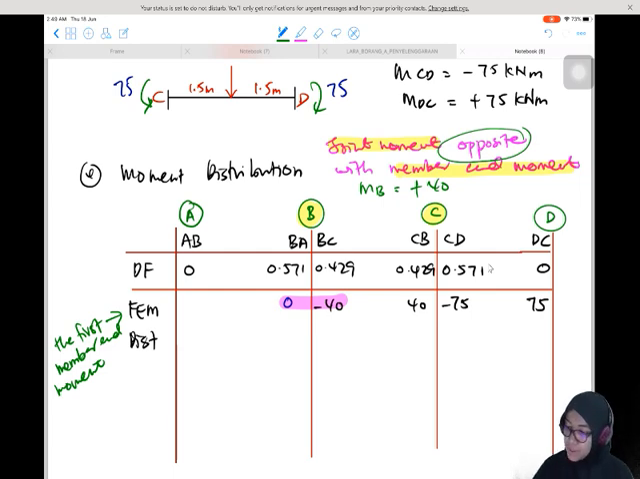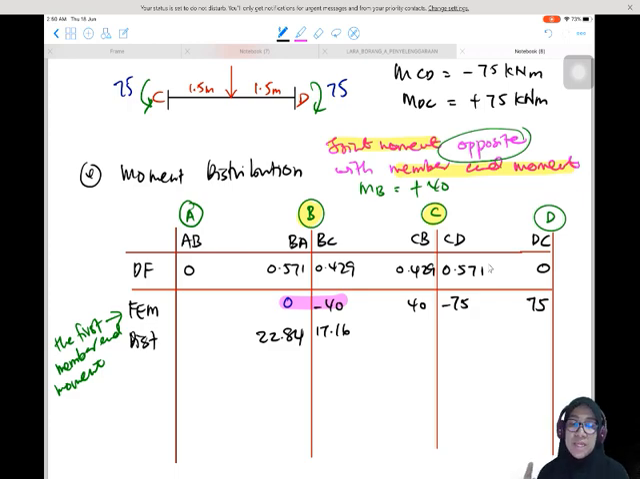Okay, we get 22.84 for BA because it is positive 40 times 0.571. For BC, the joint moment is positive 40 times 0.429. It is 17.16.